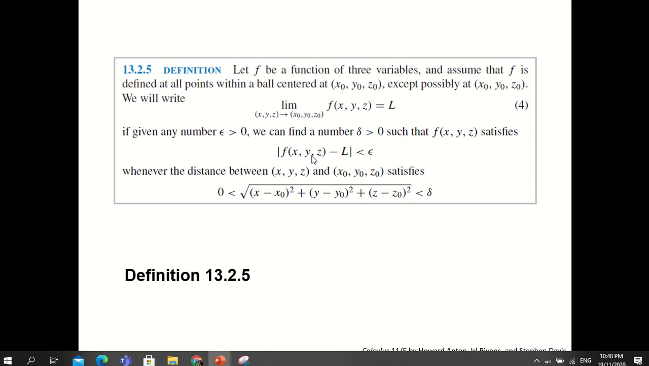So whenever the distance between this point with these coordinates x, y, z and the point with the coordinates x sub 0, y sub 0 and z sub 0 satisfies this condition, that this square root of the sum of the squares of the differences, for example x minus x sub 0, y minus y sub 0 and z minus z sub 0. So if you square the difference of these terms and then take the square root, these values should be greater than 0, but this one should be less than the delta.